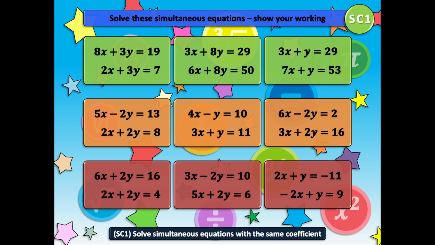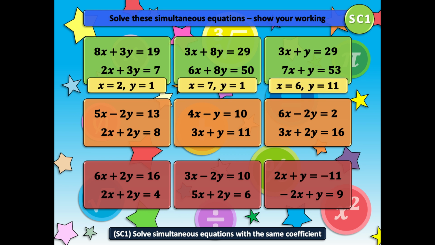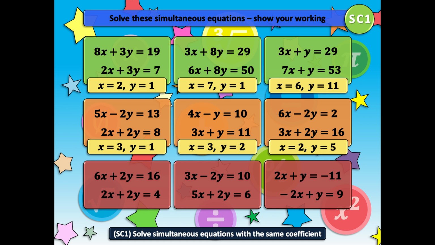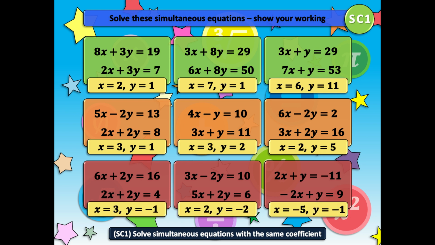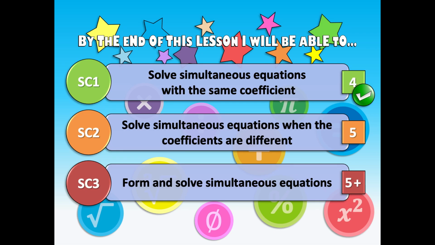Here's some questions for you to have a go at. Pause the video, and when you're ready to mark your work, press play. Here are your answers. So there's your green answers, your amber answers, and your red answers. And now we've completed success criteria 1.